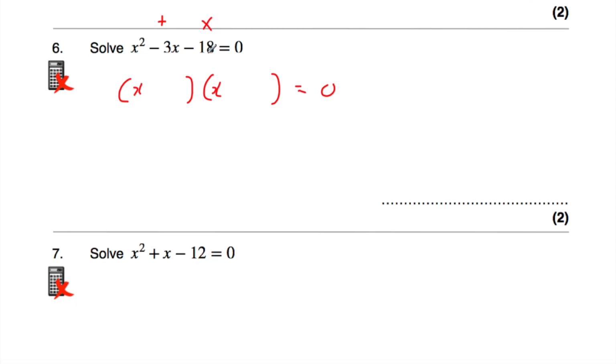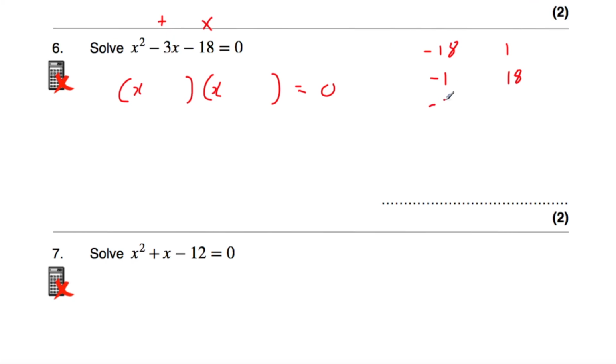So we want to find two numbers that will times together to be negative 18. Because they multiply to a negative, one's going to be negative and one's going to be positive. So I'm going to go for negative 18 and 1. Negative 18 times 1 is negative 18, but negative 18 plus 1 would be negative 17, not negative 3. So that wouldn't work. Okay, next, if we tried negative 1 and 18, just switching those around, negative 1 times 18 would be negative 18, but negative 1 plus 18 would be 17, not negative 3. Okay, so we want to find another option.